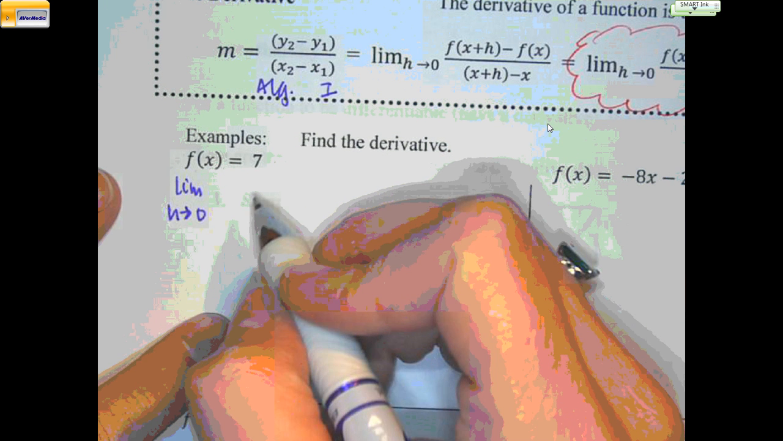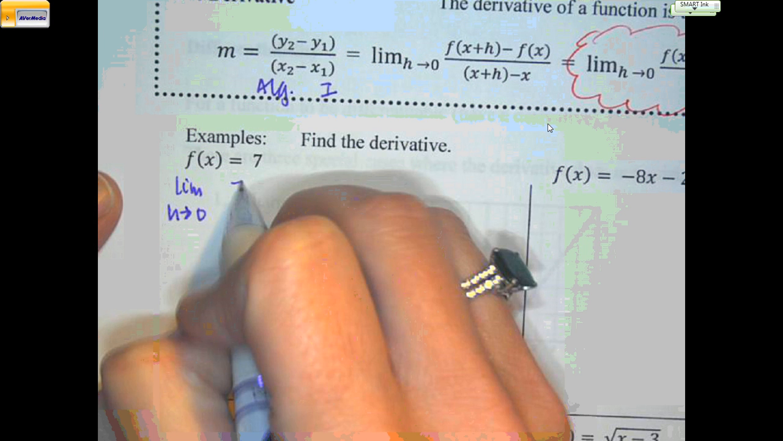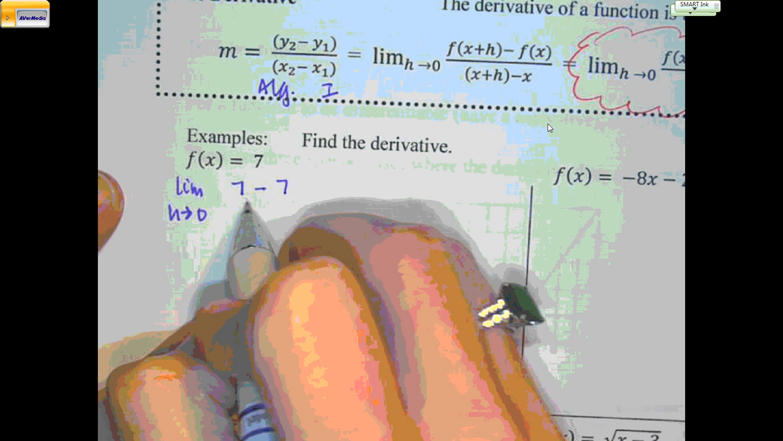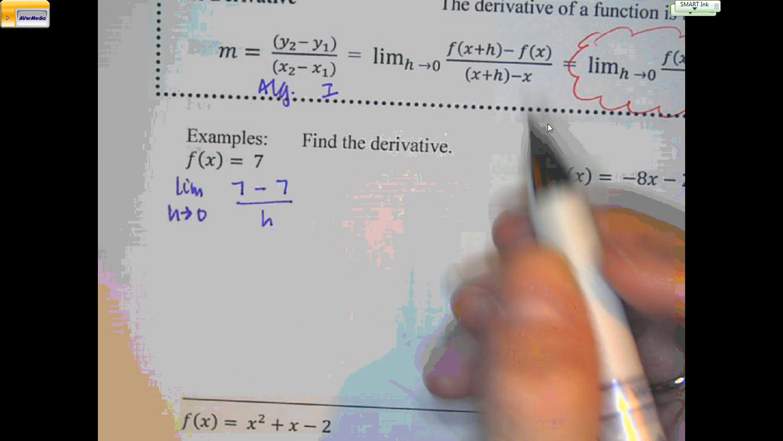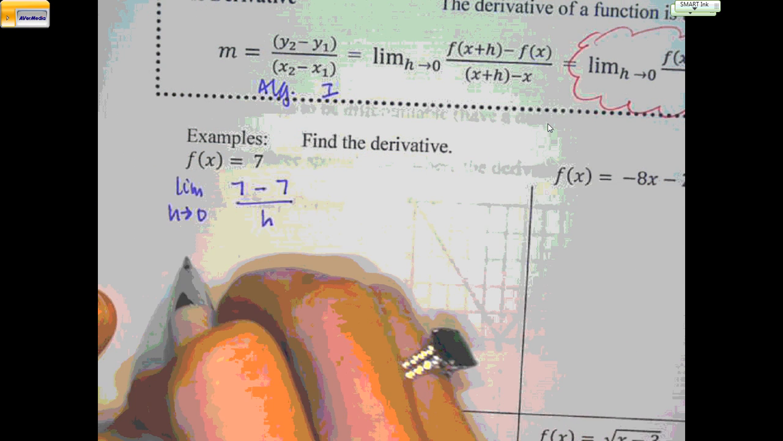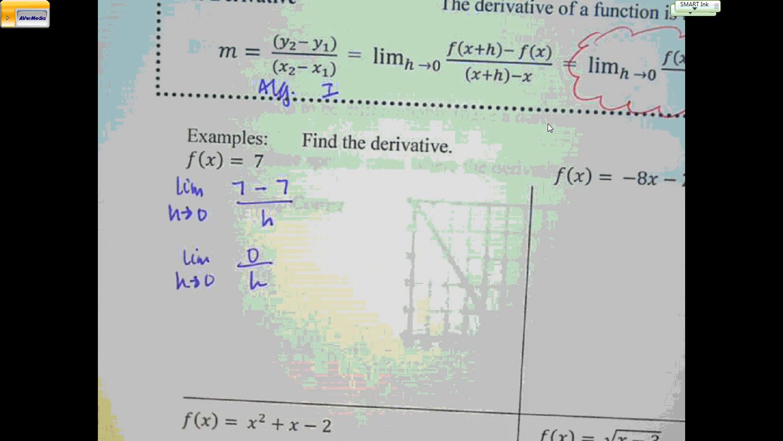Don't have one, so we write 7 minus the function itself, so minus 7, all over h. You can't put in a 0 because h is on the bottom. So we have the limit as h approaches 0 of 0 over h.